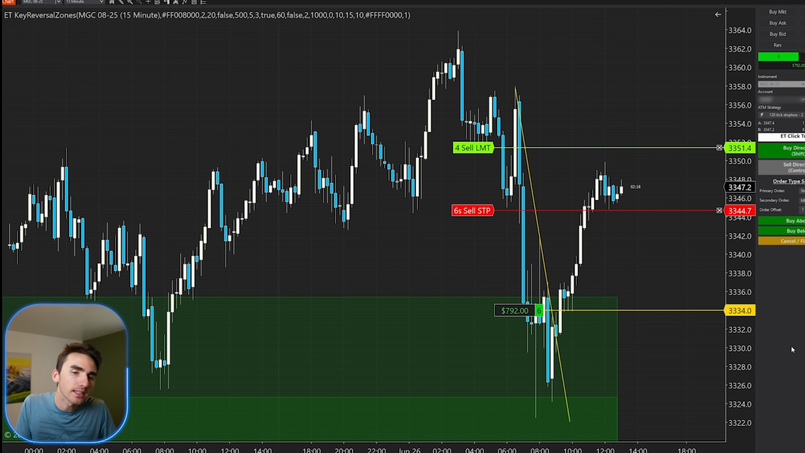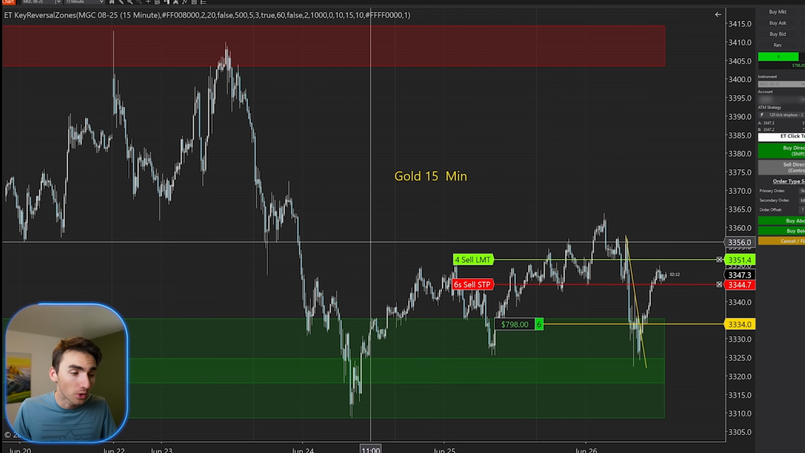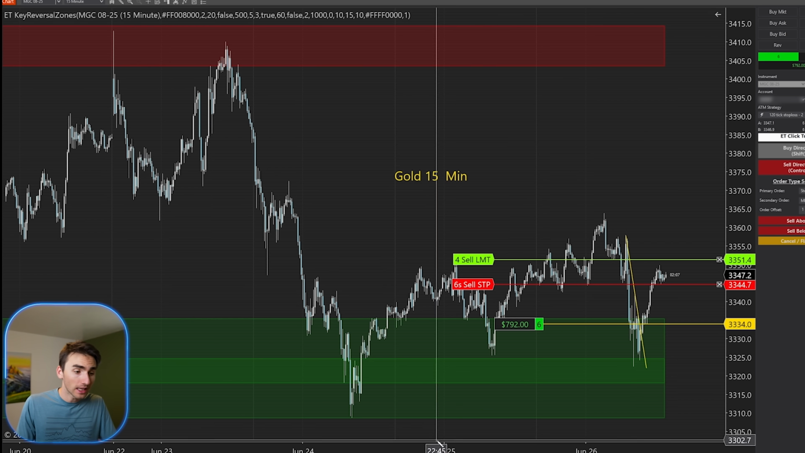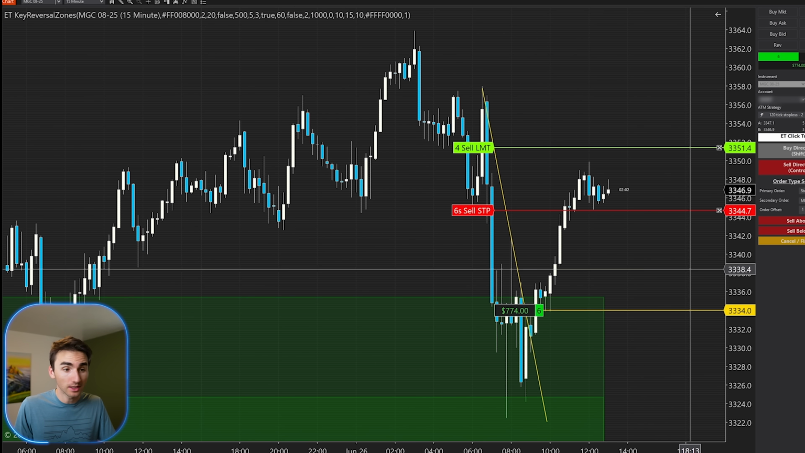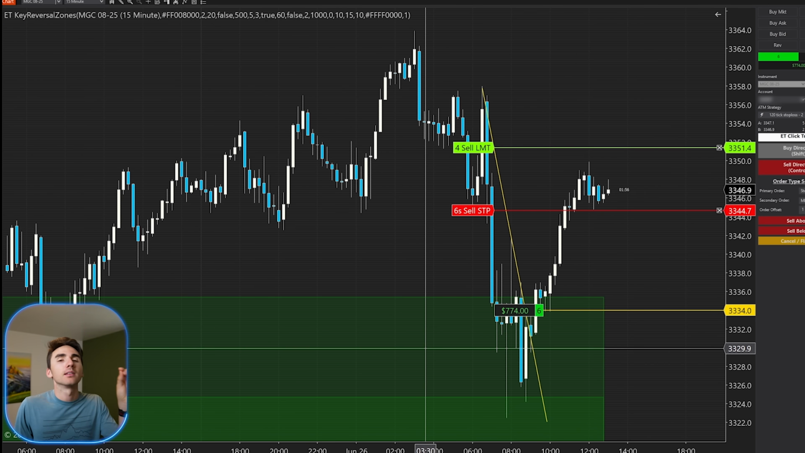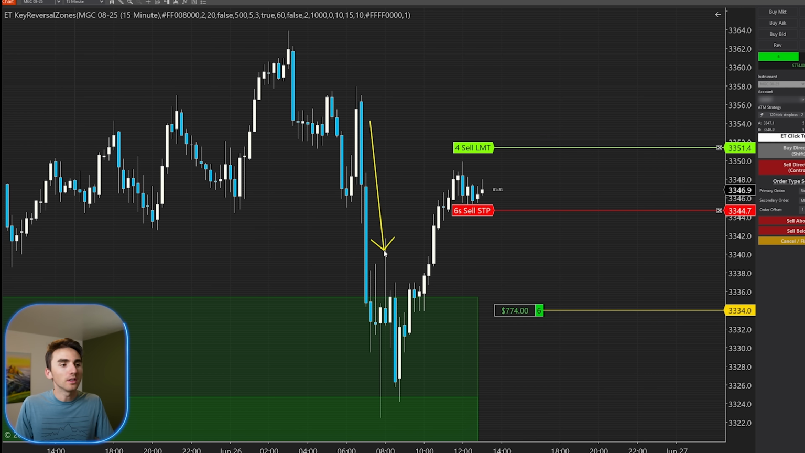Now, the second thing that I use to spot clean reversals in the market, you can see here, we're looking at a 15-minute chart of gold, and I have that indicator that's drawn a big supply zone down here. And this is actually a trade I'm currently in right now. But why I got into this was the market had a big move into this level.